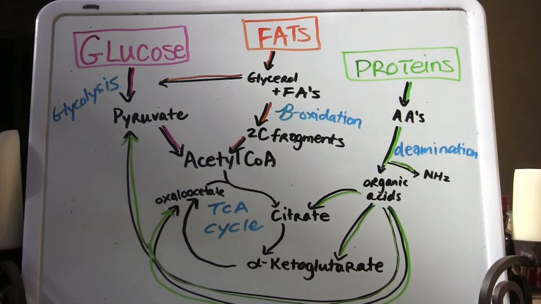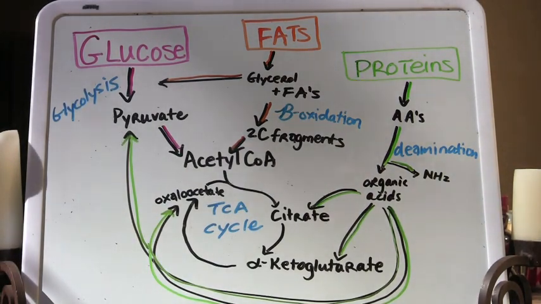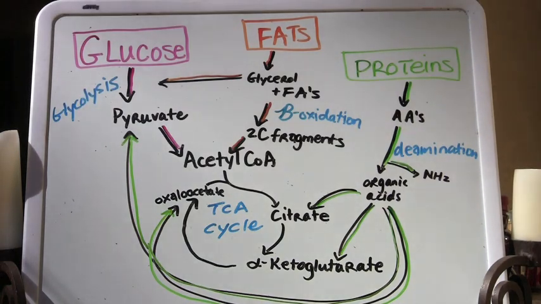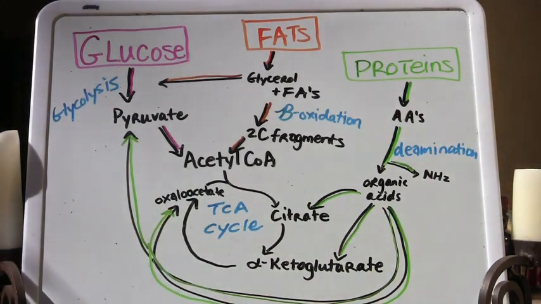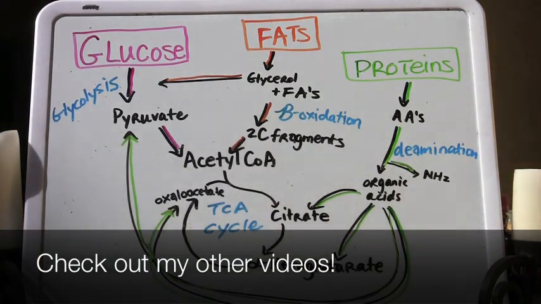The third important point about the TCA cycle is that it is not unique to carbohydrate metabolism. Fatty acids and amino acids also may contribute to the TCA cycle, and how this occurs is detailed in my separate videos on those macronutrients. The process of producing glucose from non-carbohydrate sources is called gluconeogenesis.